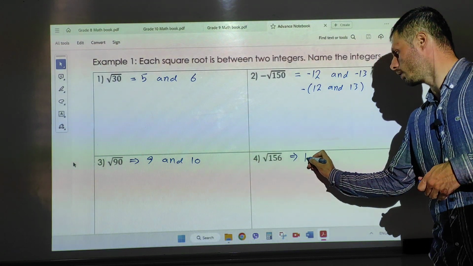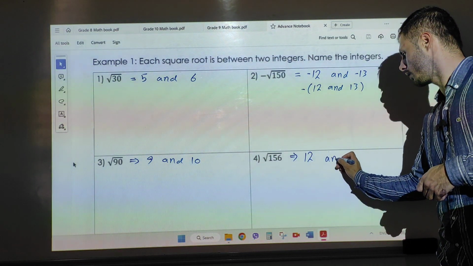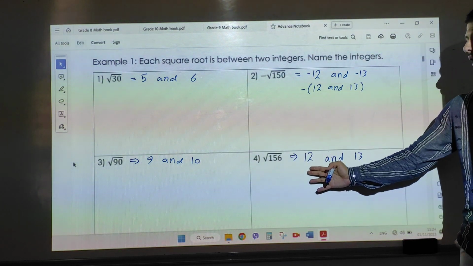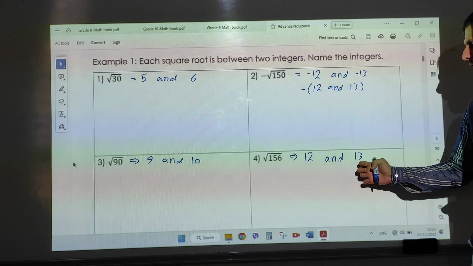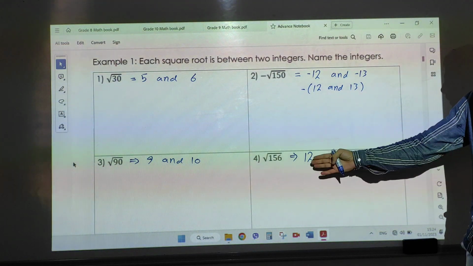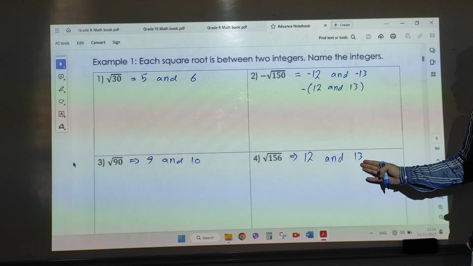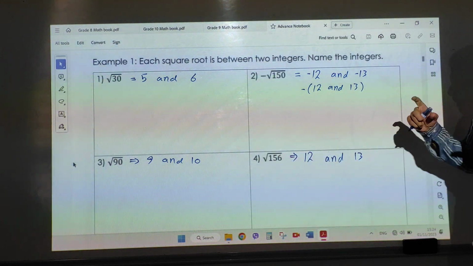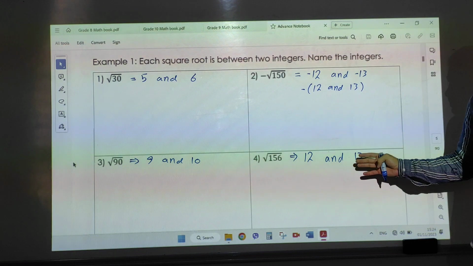Between 12 and 13. It is between 144 and 169. This number multiplied by itself is 144. This one would be 169.